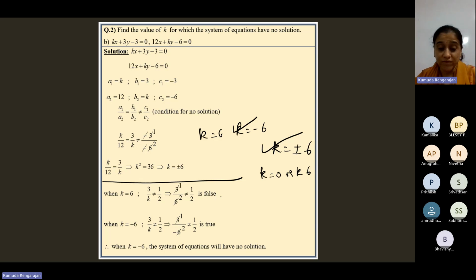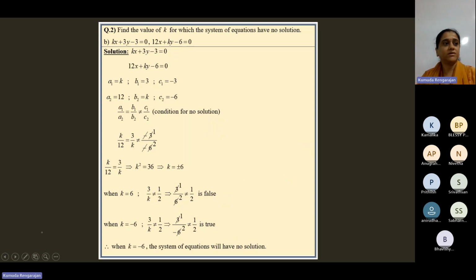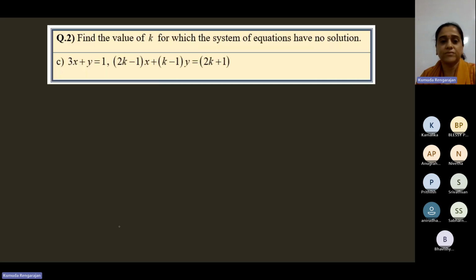Correct? So you should validate. You should check if you can go ahead with both the values of K. Sometimes both the values of K will be okay, sometimes it will be okay, sometimes not okay. So you'll have to check that. All right? Okay. Finish writing, all of you? Okay, next one.